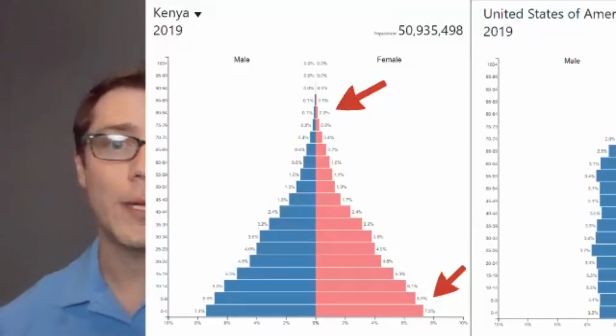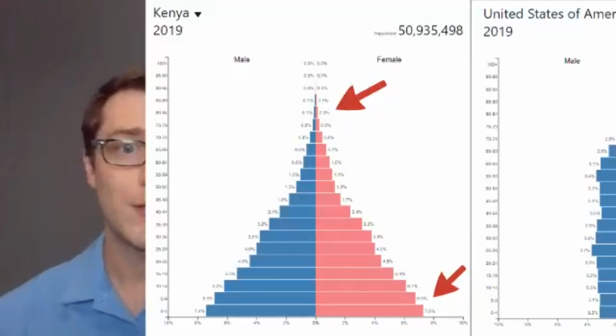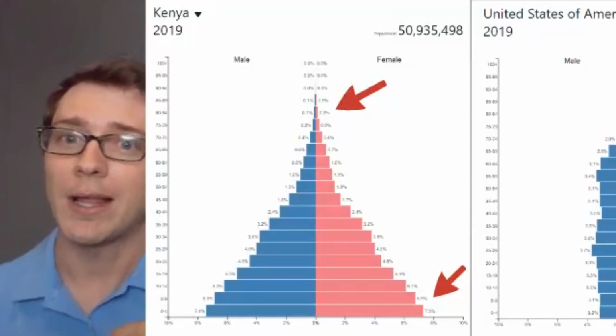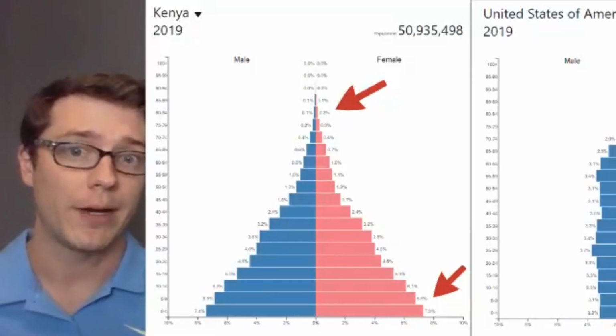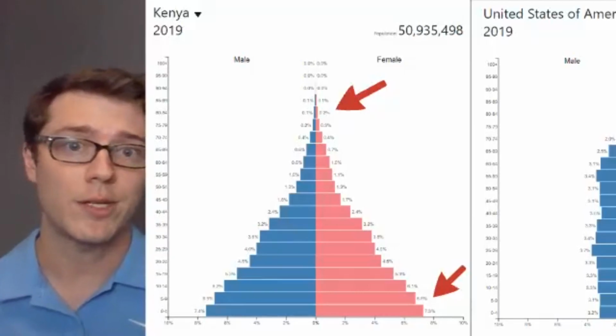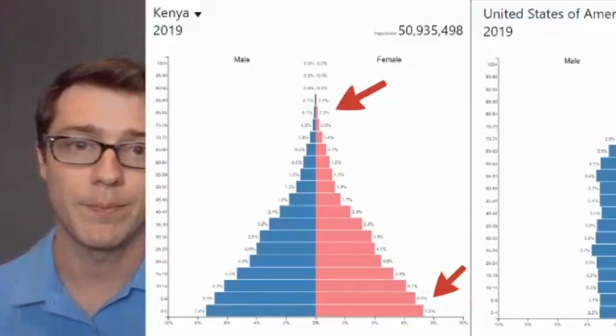We also see that there aren't many older people in their society. So as we look at the top of the chart, we can see there aren't a lot of old people in Kenyan society. And that can tell us a little bit about life expectancy, that maybe people aren't expected to live as long there. So in developing countries, people typically don't live as long as in developed countries. And that helps us to understand how the healthcare and the development is in that country.